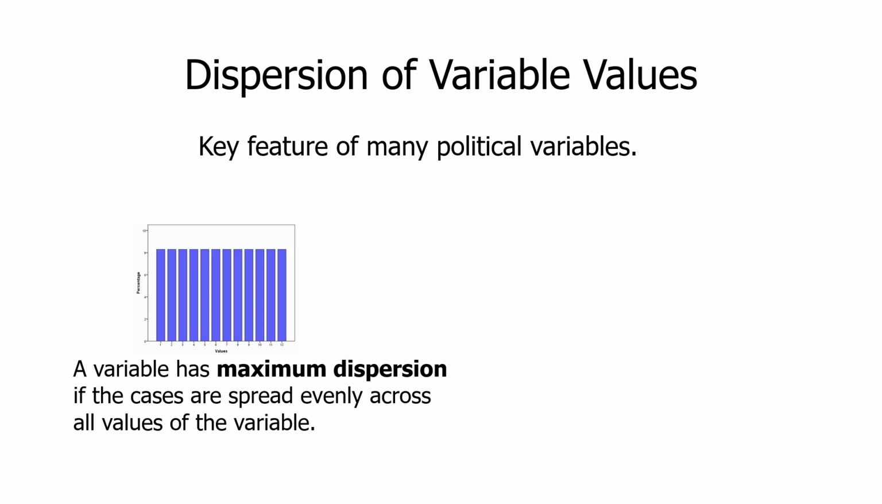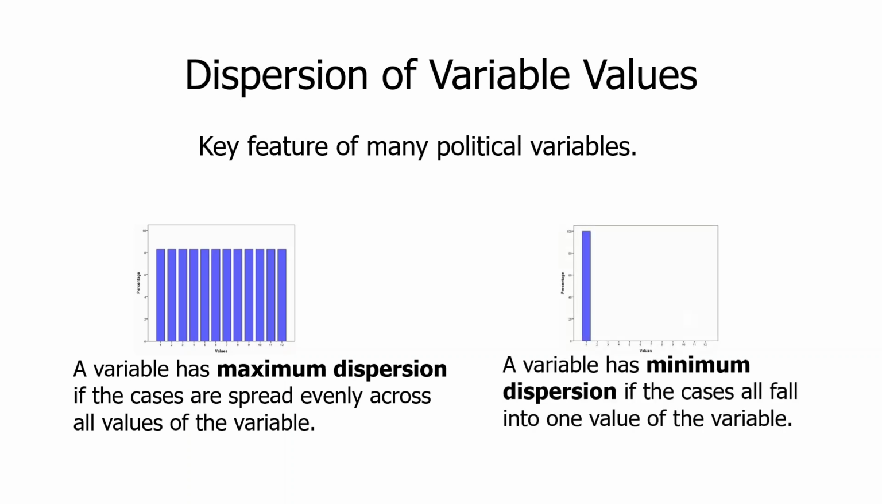So just keep that idealization in mind. A variable has minimum dispersion, logically enough, if it looks like this. 100% of the cases are at any one value. I just drew it here at value number 1, but you could have that 100% bar anywhere. And this is a scenario where the variable has no variation or no spread.